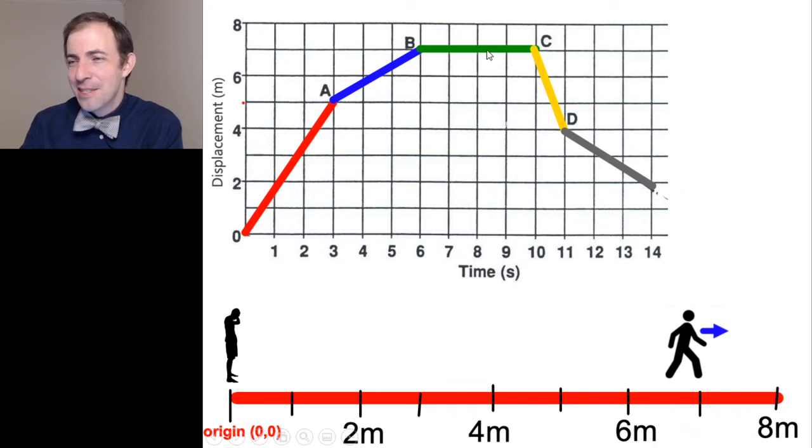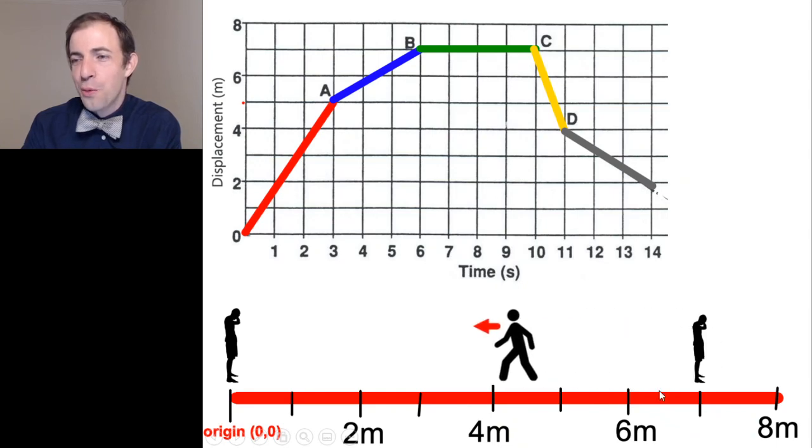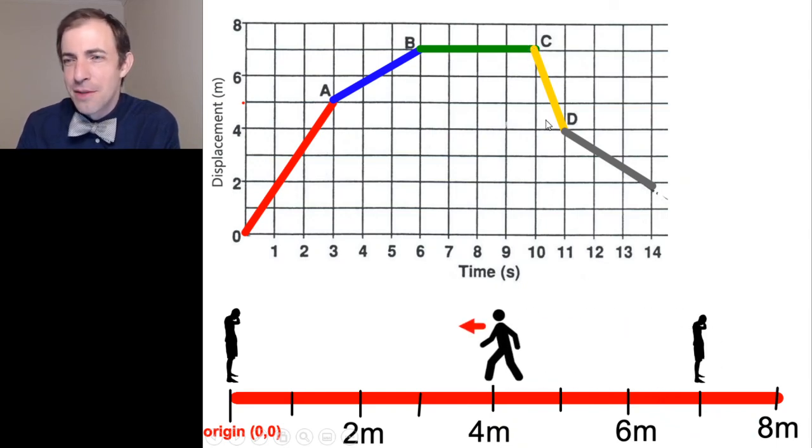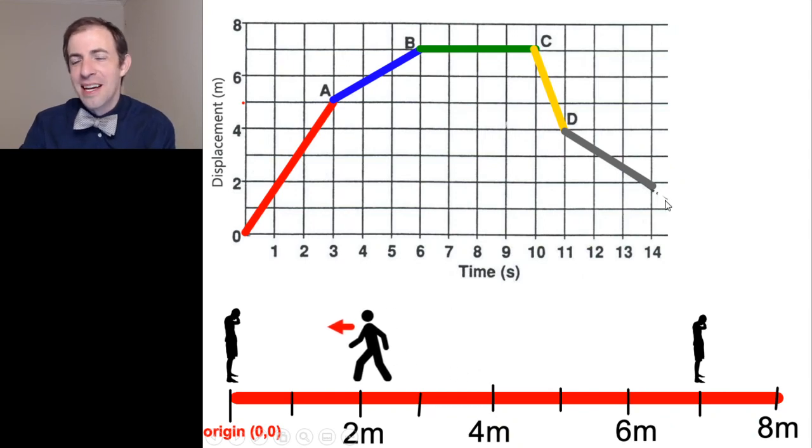Now, from B to C, this green part, he's just going to be chilling here. He's not moving for 4 whole seconds. And then once he gets to C, he's going to start moving backward, going all the way back to 4, and he does so really, really quickly. It's a very steep slope. And he keeps going backward, just a lot slower, to get all the way to the end. So this graph tells us a story. If it's going up, it means he's moving forward. If it's going back, going down, it means he's moving backward.